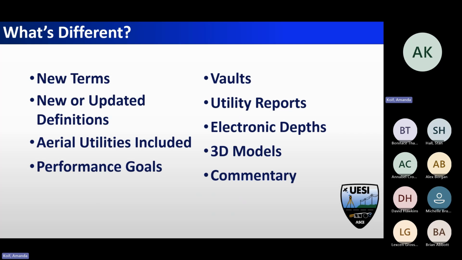So what's different? There are some new terms, some things that weren't addressed before are now being added. So there is some new type of language that we're going to be using. We're going to update some of the old definitions to the newer ones. The actual term SUE was updated a couple of years ago. As I mentioned, aerial is going to be included. Performance goals. So what do you need to achieve to get a quality level? What's your goal of what you need to achieve to say, yes, this line is a certain quality level?